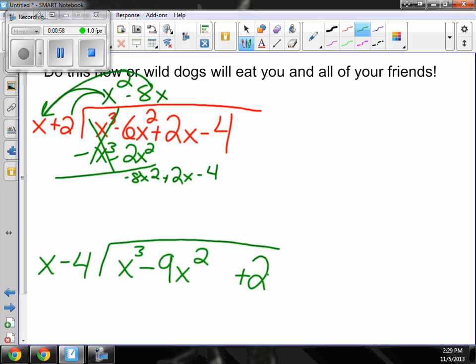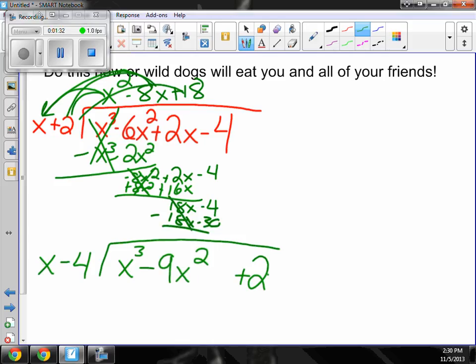So now we multiply. This one should be negative 8x squared, and the other one is negative 16x. Draw the line, change the signs. Those cancel. 2 and 16 make 18x. Bring down the 4. How many times does x go into 18x? 18 times. And then we multiply. 18 times x is 18x. 18 times 2 is plus 36. Draw the line and change the signs. These cancel, and my remainder is minus 34 over x plus 2.